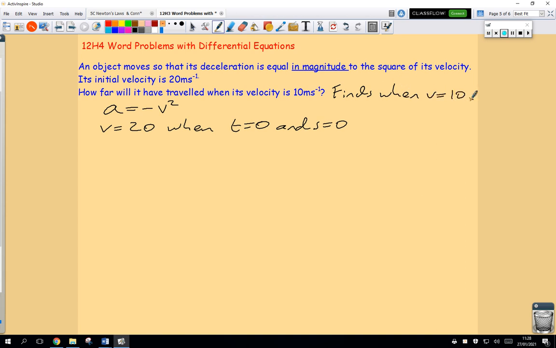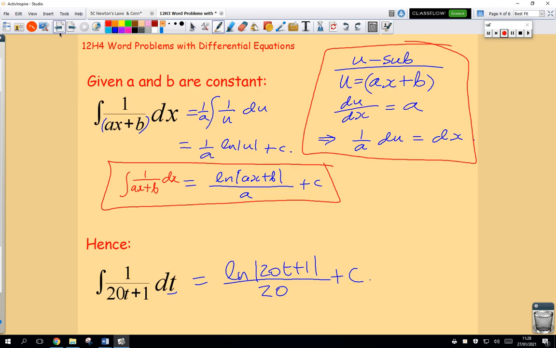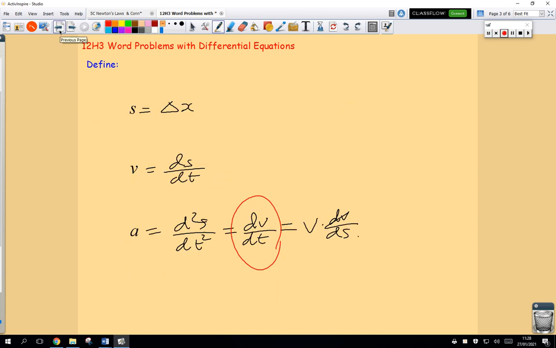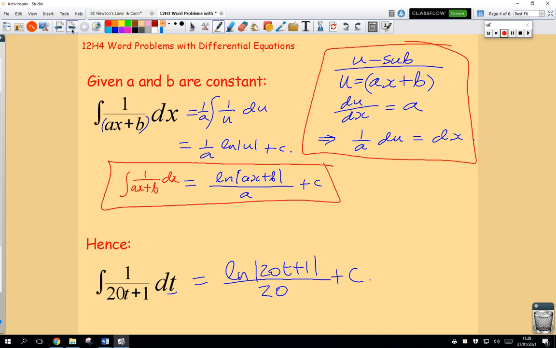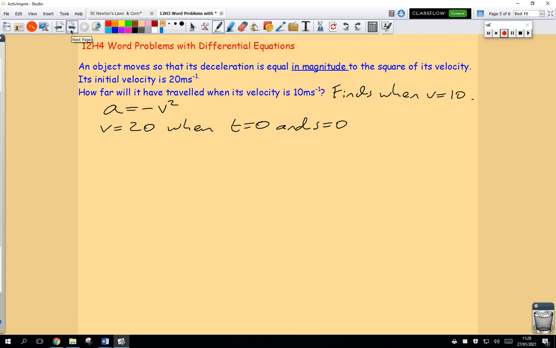Now the most efficient substitution to use here is v dv/ds for a. However, I want to look at a different substitution. I'm going to use the substitution dv/dt is equal to a. So a is equal to dv/dt, so I can say dv/dt is equal to negative v squared.